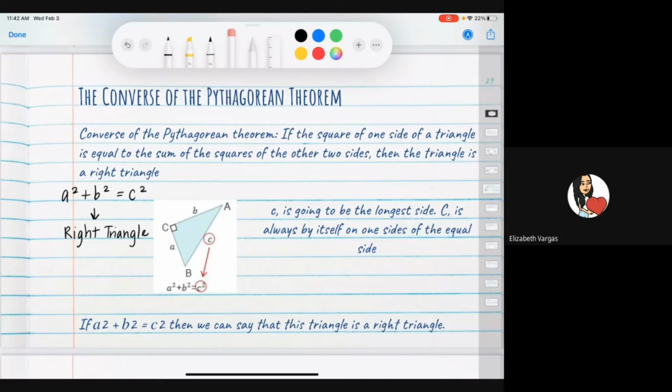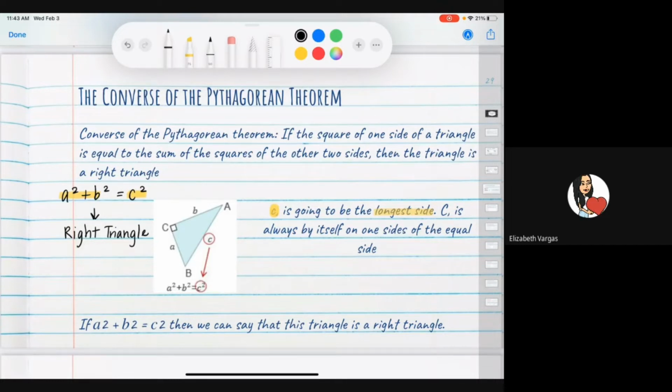Okay. Well, here's some other information that this slide is going to tell us. C, if it is a right triangle, is always going to be the longest side. C is always by itself on one side of the equation. So in order for C to be equal to these two sides added together, A and B, then C would obviously have to be longer than A and B, right? Because C would have to be equal to the sum of A and B. So C would always be the longest side.